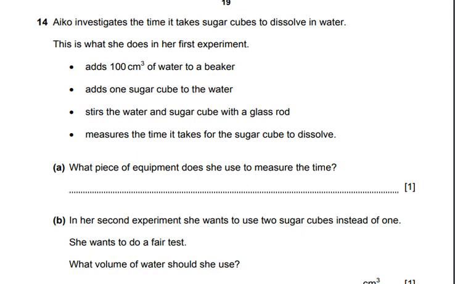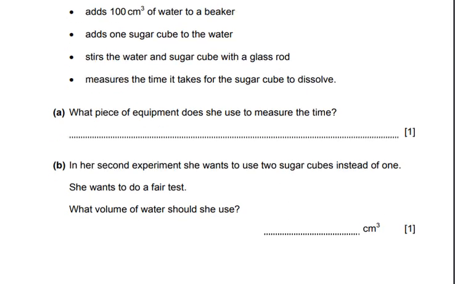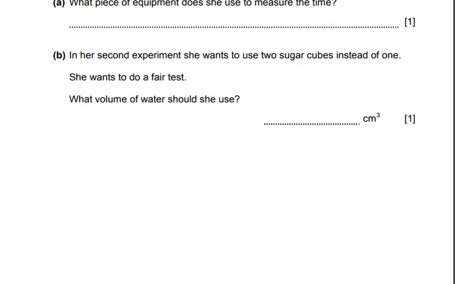Now, question A. What piece of equipment does she use to measure the time? Of course, for measuring time, we can use a timer, or a stopwatch, or a stop clock. But here, just write down one answer, a timer. B. In her second experiment, she wants to use 2 sugar cubes instead of 1. She wants to do a third test. What volume of water should she use? So she can use 100 cubic centimeters of water. So just write down 100 here in the blank. Next page.